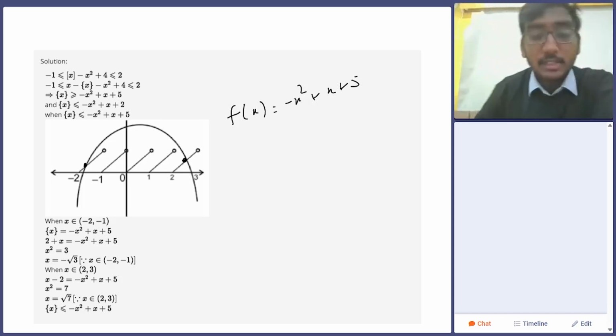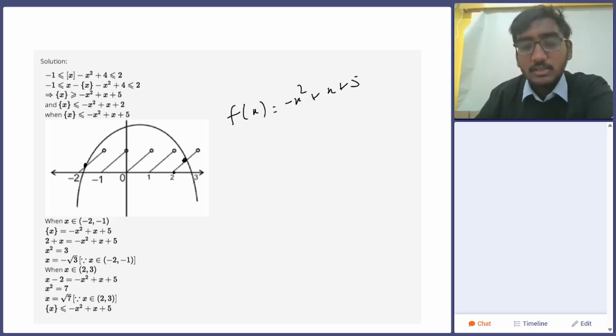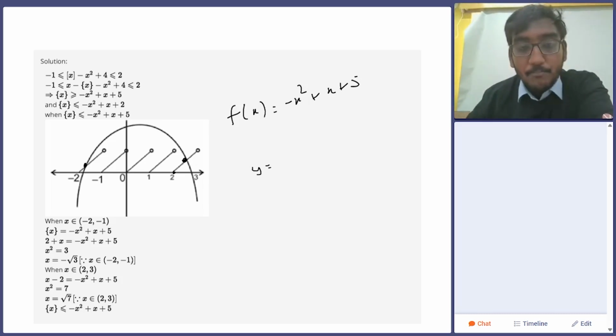So what are the points of intersection? You have to find it. What is the equation of this line? It passes through x is equal to 2, right? And the slope is 1, right? So what will be the equation? Y is equal to x minus 2, right? This will be the equation of this line.